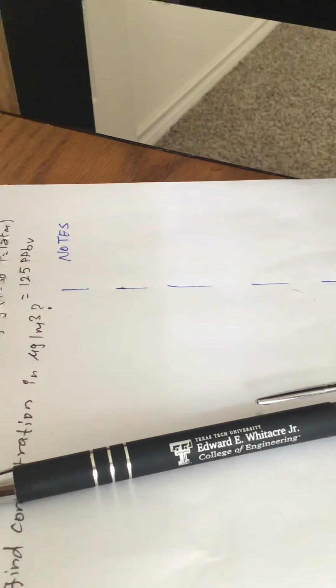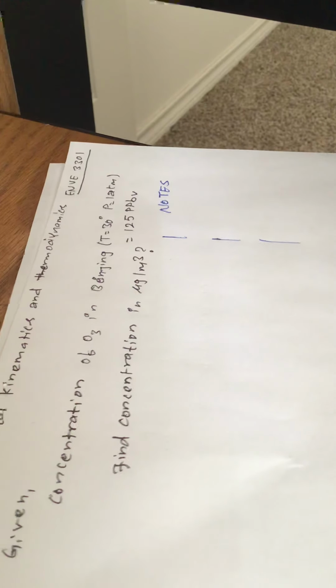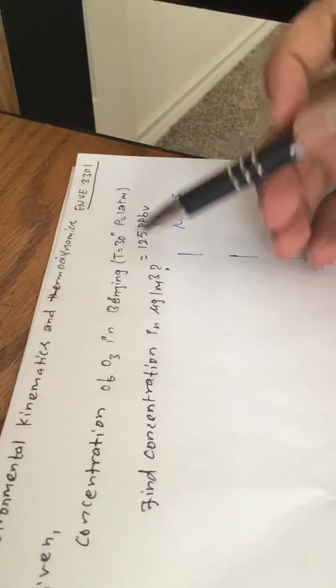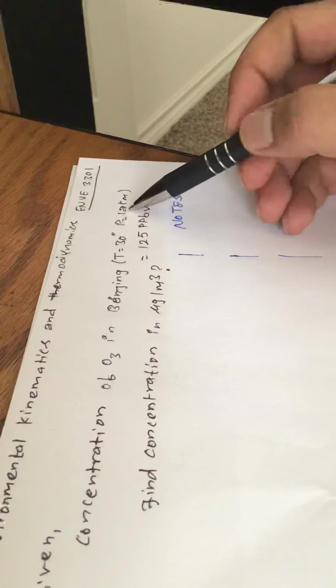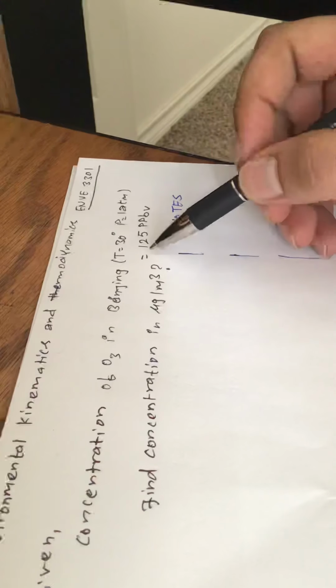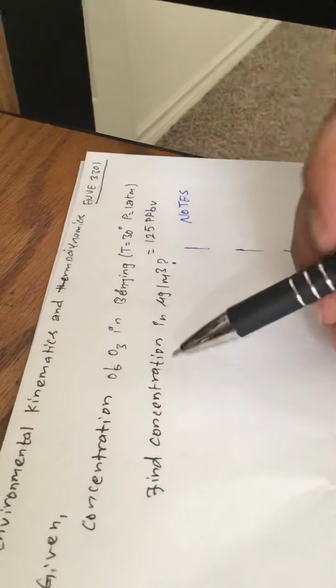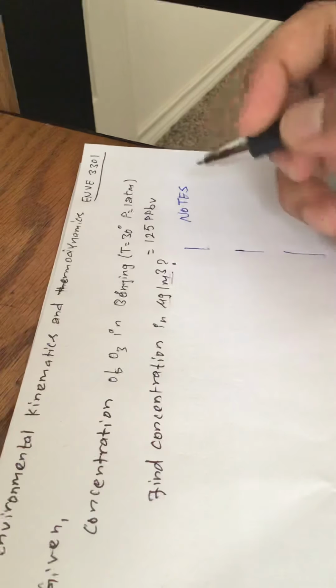So this is a question from environmental kinetics and thermodynamics from the very first chapter, Introduction and Measurements. We are given that the concentration of O3, ozone, in ambient air at temperature 30 degrees Celsius and pressure 1 atm is 125 parts per billion, and we have to find the concentration in micrograms per meter cube.